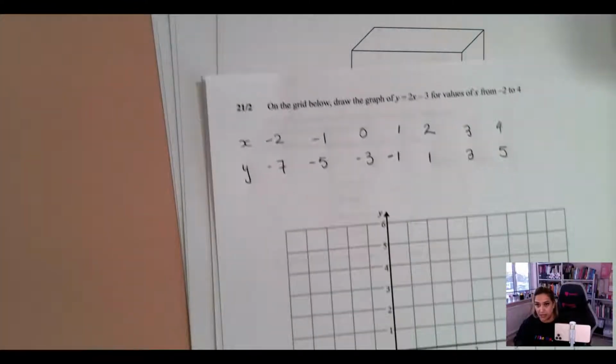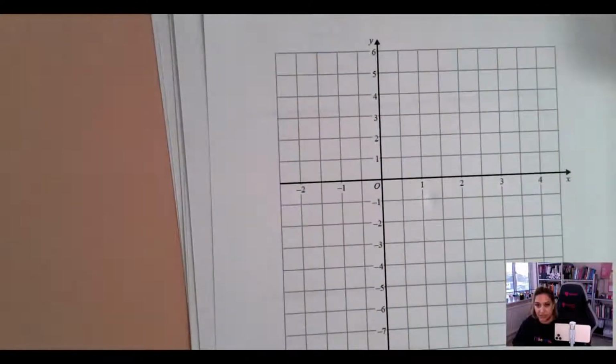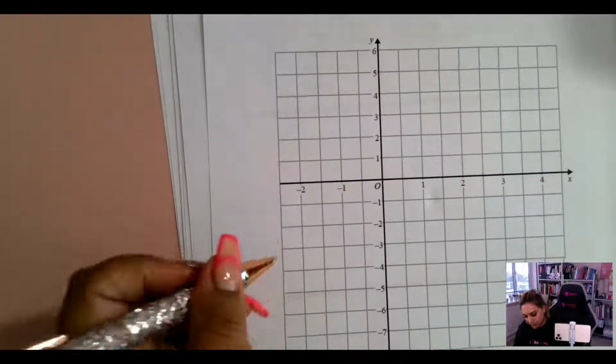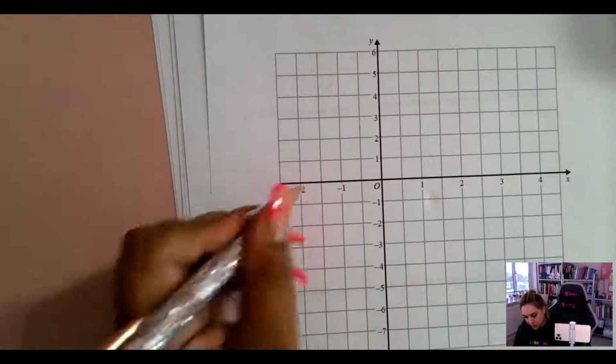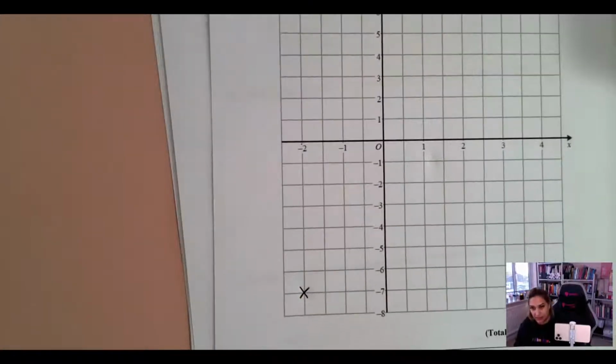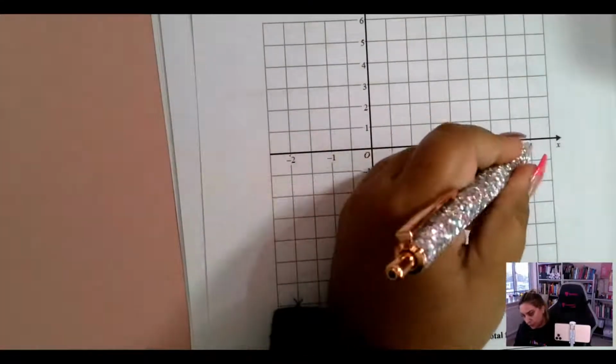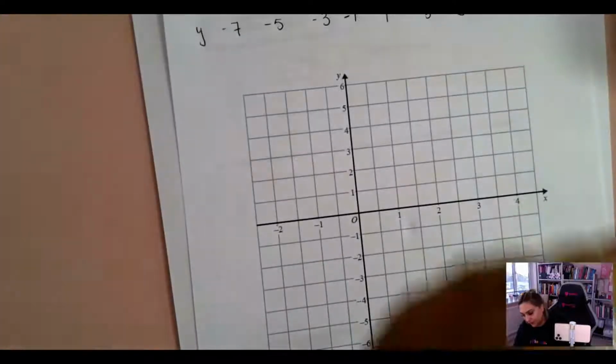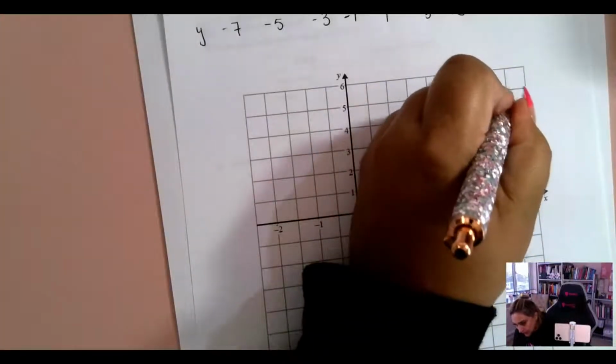Because when you join it up on a straight line, that's going to give you everything you need. So we're going to go from -2, -7, which is this point down here, and we're going to go to 4 and 5, which is here.